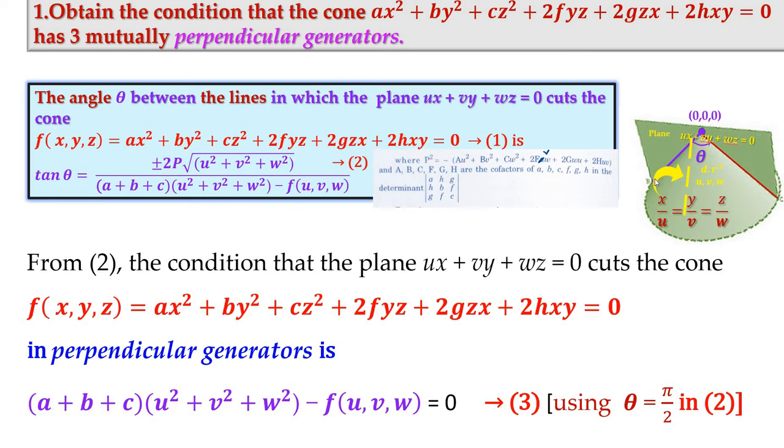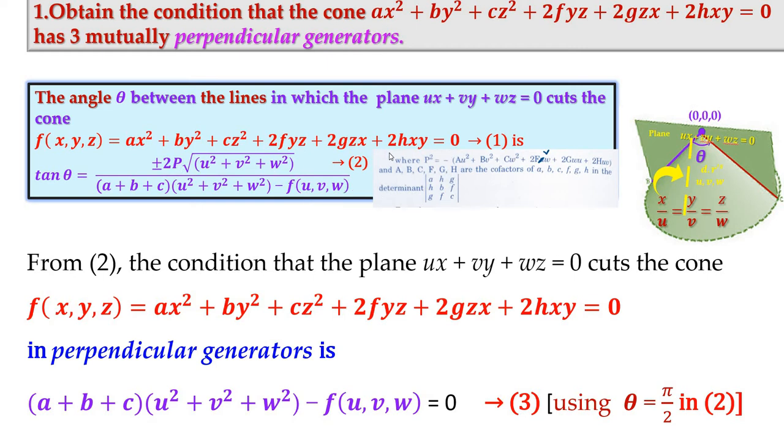Now, given theta to be the angle between the lines, we have tan theta given by this. This is already derived: tan theta equals 2 plus or minus 2P square root of u square plus v square plus w square, where u, v, w are given here, and then in the denominator you have a plus b plus c times the summation u square, that is u square plus v square plus w square, minus f of u, v, w.